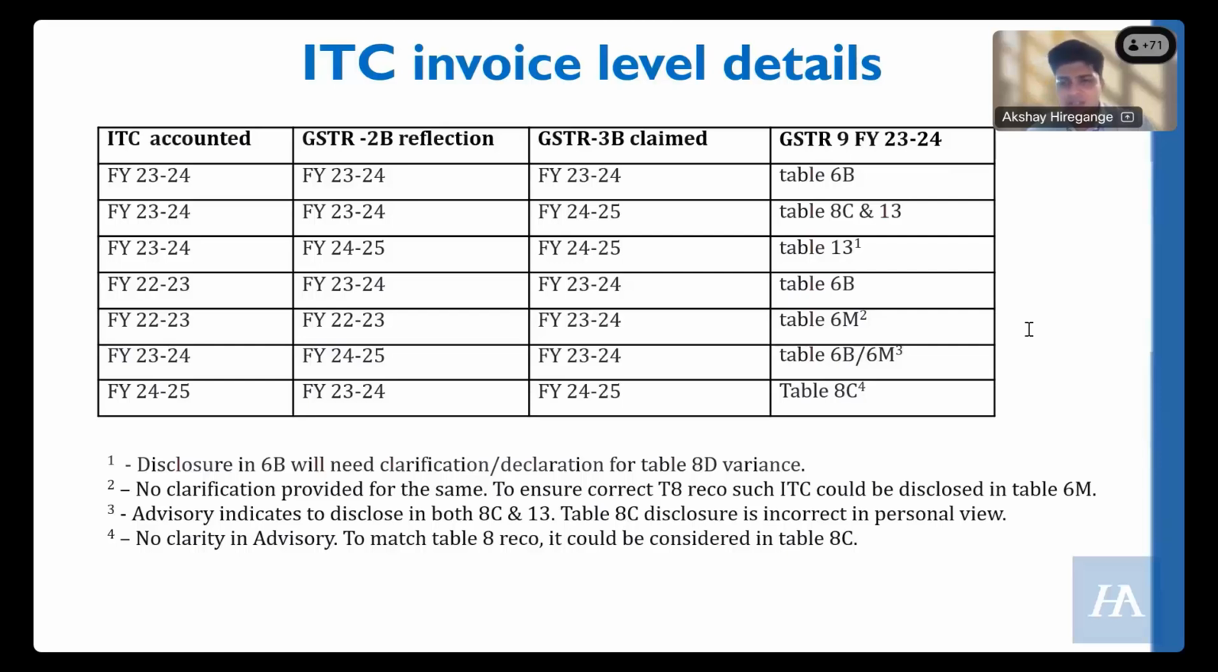Ideally 8D difference would be minimal. Wherever you have claimed the full 2B and you have considered it in the temporary reversals, and it has also been reclaimed in that same period, wherever it is moving to table 13, 8C and table 13, to that extent the credit would be matched entirely. So any credits which are sitting in 2B which are not relating to your transaction or your entity at all, where you have not done a reversal or not taken any action, those may be sitting as a positive 8D variance, which can be shown as ITC which is available but ineligible.